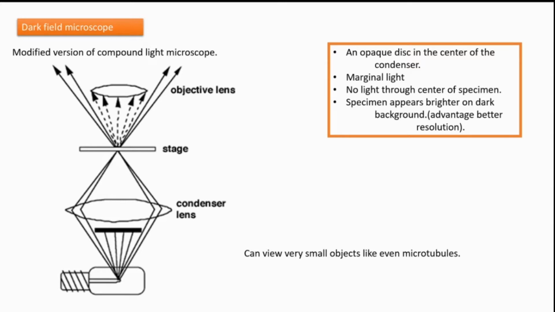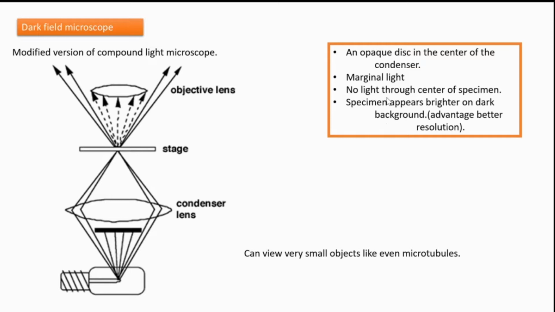Here it's very simple, and as we all learned about the compound light microscope, we all know the lenses, everything. The only difference of the dark field microscope from the compound light microscope is the presence of an opaque disc that is placed below the condenser, and because of this opaque disc only a hollow cone of light is falling on the specimen that is placed over the stage.